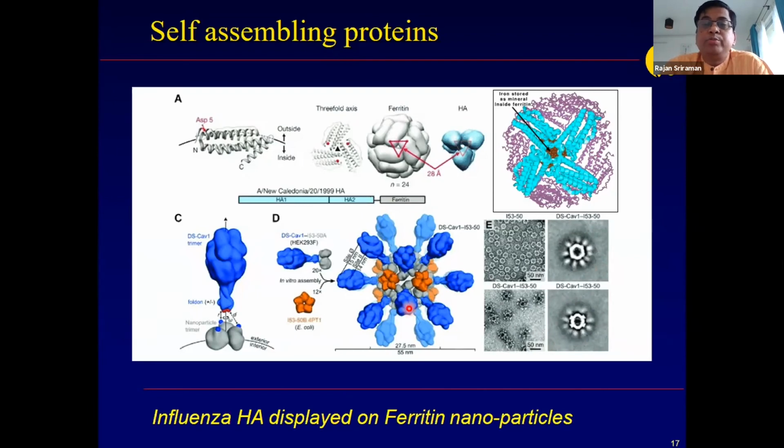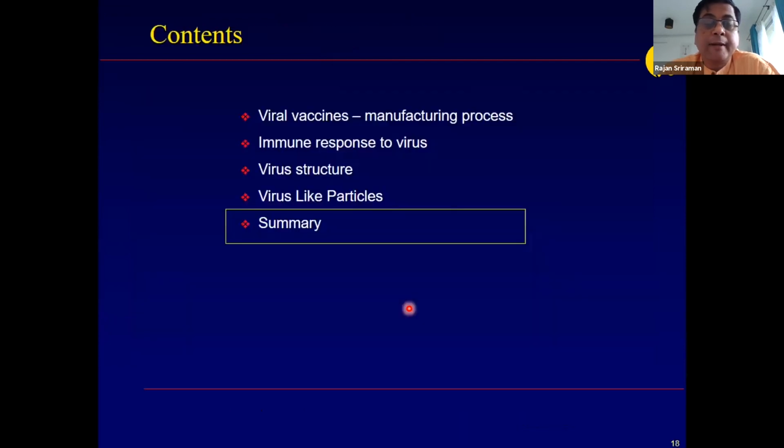So the applications, a virus-like particle is just a start, but application for a self-assembling particle is actually huge. Virus-like particle happens to be one of the self-assembling particles. So in nature, there are several of these self-assembling molecules available, which could be utilized for displaying epitopes for various reasons, especially for creating vaccines.